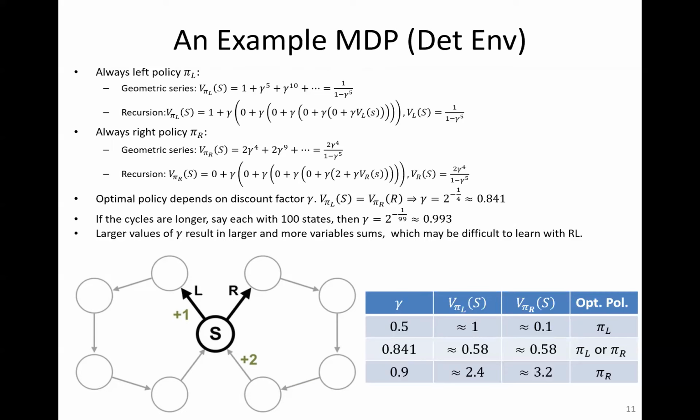So if you have to learn this policy without the model, then it may be difficult to learn with the larger gamma and longer chain, as opposed to the simple analytic solving approach for a known MDP.